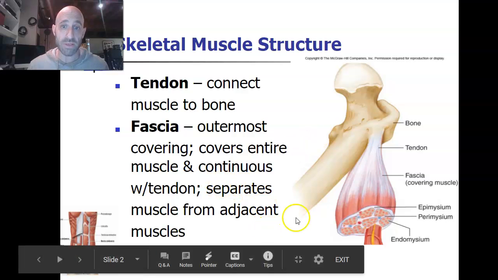The last term on this slide is something called aponeurosis. And aponeurosis is a little bit unique.